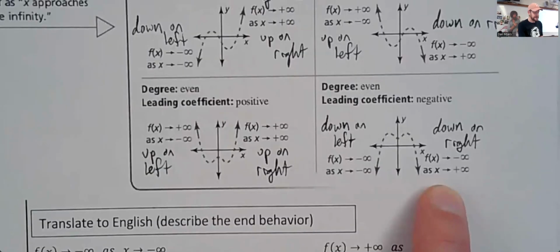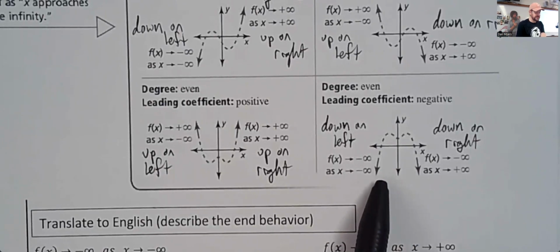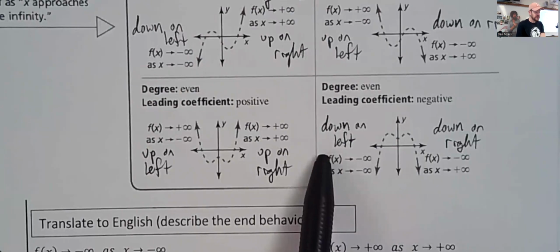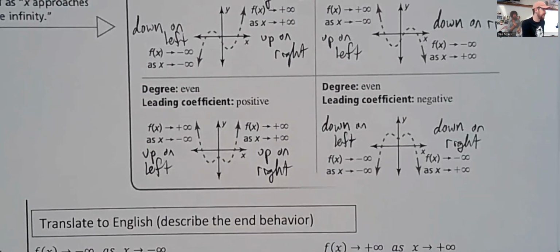So as x goes to negative infinity, like this last one here, as x goes left, the y values f of x also go down forever. Negative infinity and positive infinity. So end behaviors always go to infinity.